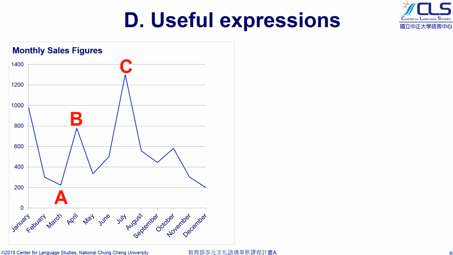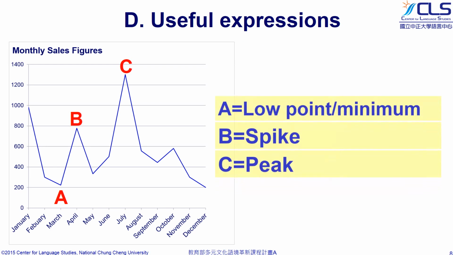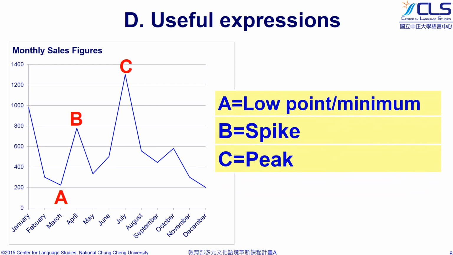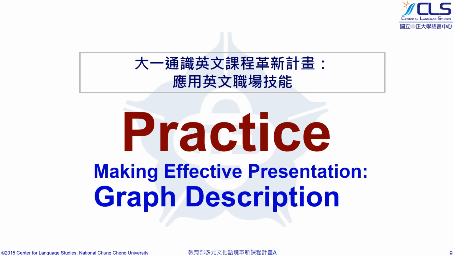As you can see from the line graph, A indicates the lowest point. We may use the word spike in B to describe a situation in which a sudden sharp increase occurs. C demonstrates the highest point of the trend. We could say the sales figure reaches a peak of $1,300 in July.